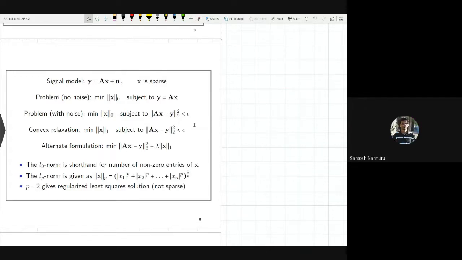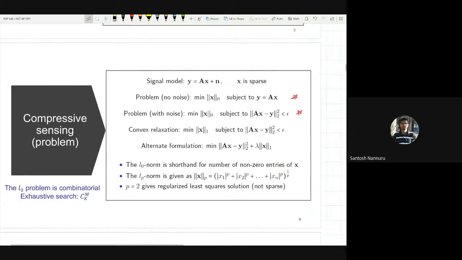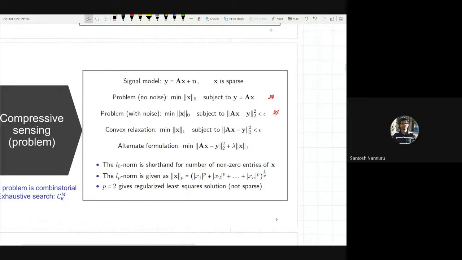But this problem and this problem, they are computationally intractable. It's a combinatorial problem. Basically, you have to search through all possibilities. It will take you days and years to solve any moderate dimensional problem. So you don't do that.